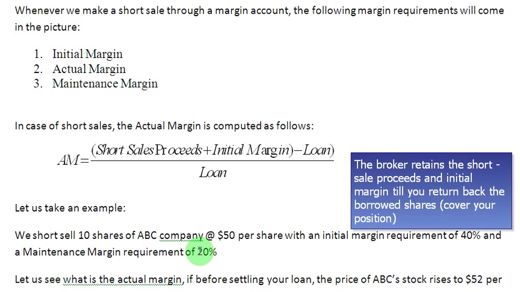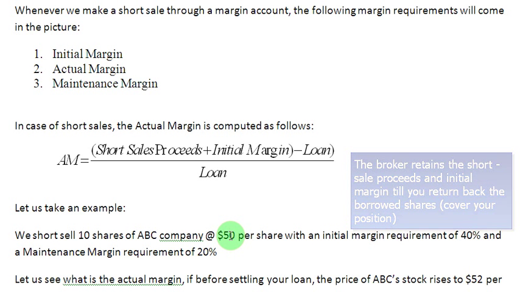Where did we get the $500? $500 is 50 times 10. If you short sell 10 shares at $50 per share, you raise $500, and 40% of that amount has to be kept as initial margin. 40% of 500 is $200. So until we repay our loan, which is in shares, please remember, the broker is going to hold on to the short sale proceeds of $500 along with the margin money of $200.